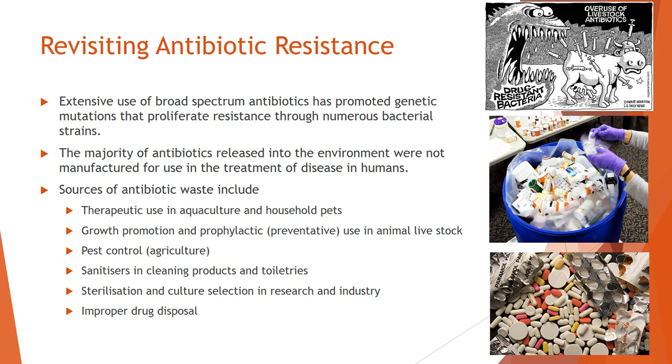These come from aquaculture, so the farming of fish and different aquatic environments like that, as well as the treatment of household pets when people are disposing of them poorly. Also, we have a wide use of antibiotics in what we call prophylactic treatments, so being fed to livestock so that they won't get sick in the first place. Pest control through the use of agriculture, using pesticides and herbicides and antibiotics as well in the growing of plants.